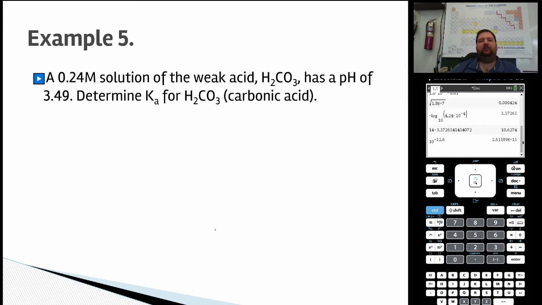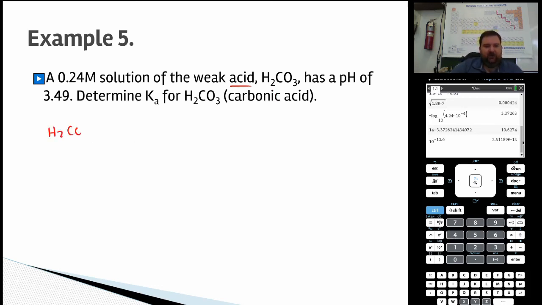Let's try this last problem. A 0.24 molarity solution of the weak acid H2CO3 has a pH value of 3.49. I'm going to switch back to my Ka chart. Why? Because it's telling me acid, so I'm going to find my Ka. And right now I have H2CO3, and that's carbonic acid.